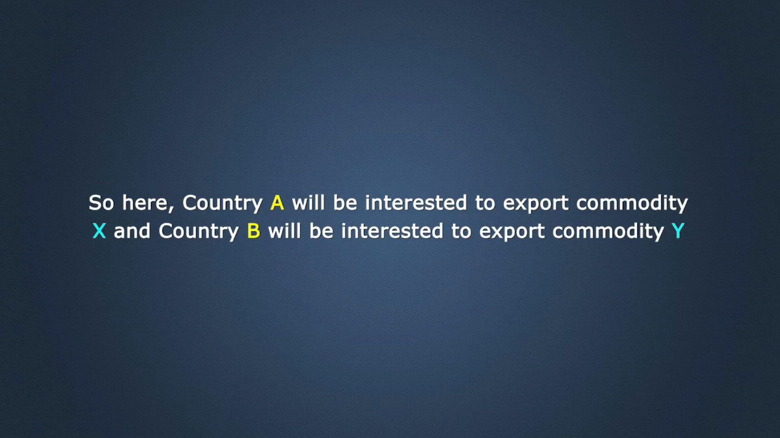So here country A will be interested to export commodity X, and country B will be interested to export commodity Y, and this proves our Heckscher-Ohlin theorem. So we find that with the help of the two more assumptions as proposed by Professor Samuelson, the Heckscher-Ohlin theorem can be proved. Now we see that there are exceptional cases where we can prove the Heckscher-Ohlin model without the help of the additional assumptions.